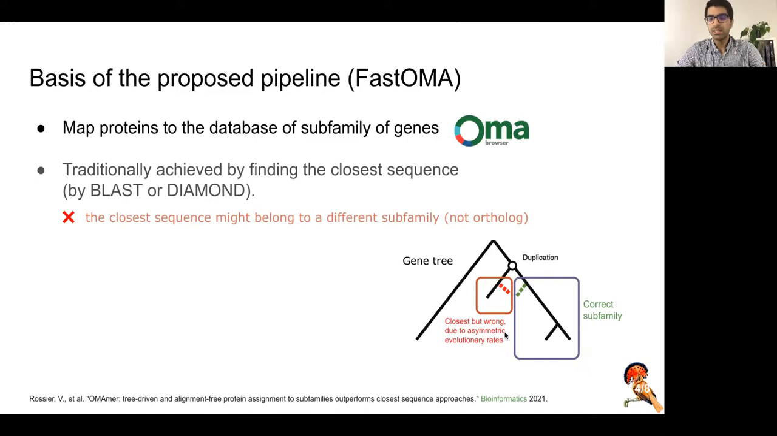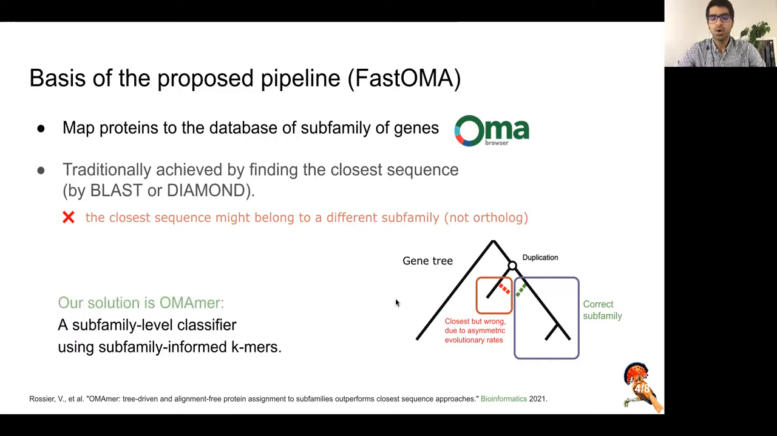As an example, here we draw a gene tree, which at this point, the duplication happened. The correct subfamily is this one. We can see the query protein here. But when we run those methods, we will find this subfamily. This is the closest one, but it's wrong. This happened because of asymmetric evolutionary rates. Our solution is the OMAmer tool. It is a classifier based on subfamily-informed k-mers.